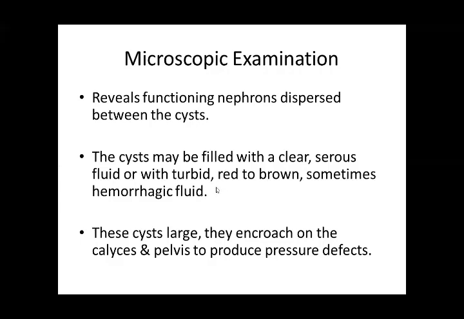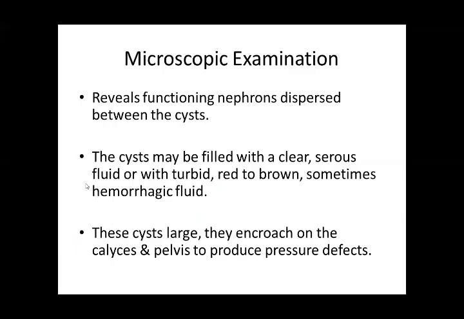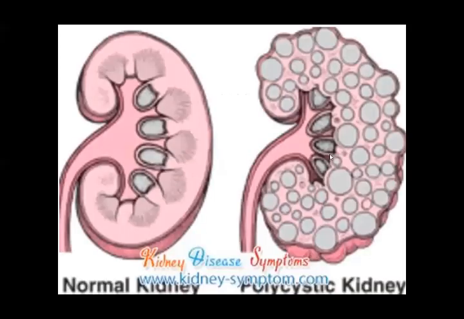There may be some hemorrhagic component in the fluid, but otherwise it is a serous fluid. The cysts are large and encroach on calyces and pelvis to produce pressure defects. So these cysts are so large that you hardly ever see any parenchyma. And since they are very large, they put pressure on the normal tissue and there is nothing normal left. You can see the pelvis getting compressed. The calyces and pelvis get compressed there.